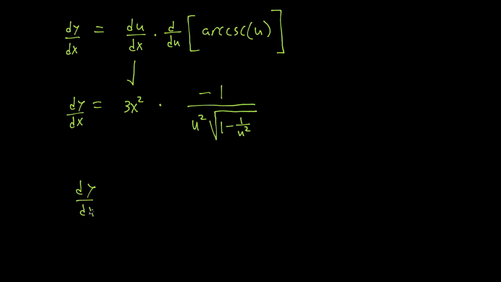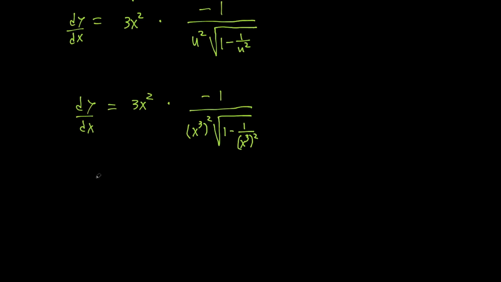dy/dx equals 3x squared times -1 over x to the third squared times the square root of 1 minus 1 over x to the third squared. Well, we just replaced x to the third here, so we keep this squared value. And next we can just multiply through.